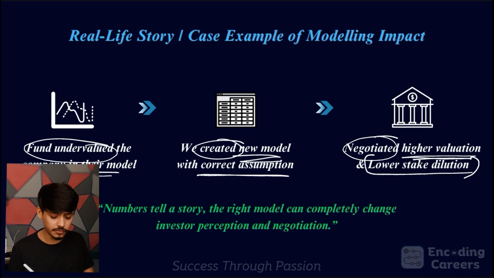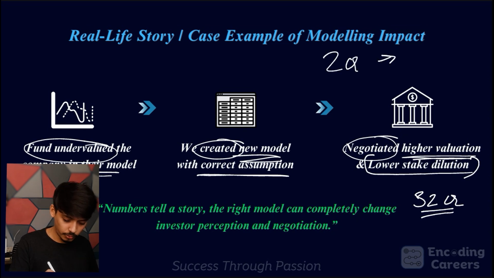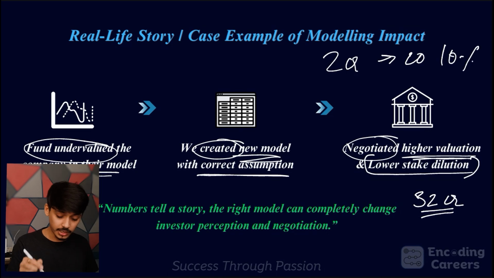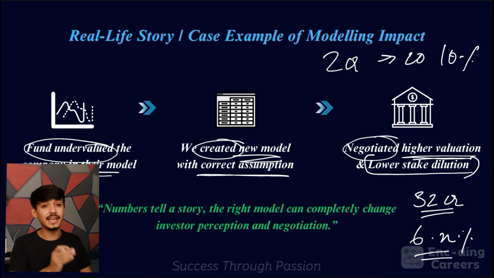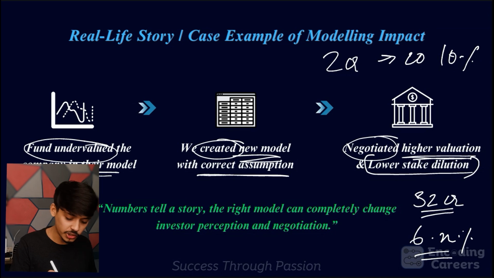So on the reality basis, we helped the company raise funding at a 32 crore valuation, and the stake that was diluted was much lower than what they had pitched initially. So 2 crores at a 20 crore valuation would result in a 10% stake. Now that the valuation was increased to 32 crores, the stake dilution was only around 6 point something percent, which was almost 30 to 40% less than what was initially being proposed to the company. So that is the impact of the entire financial model.